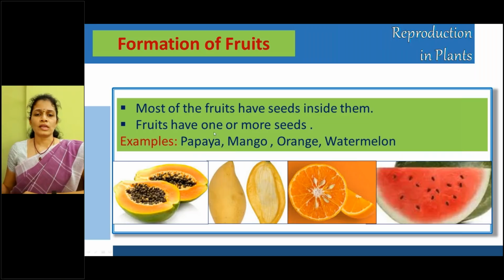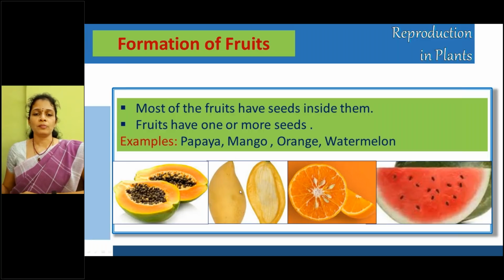Most of the fruits have seeds inside them. What are present inside the fruits, children? Seeds are there. And these seeds may be one or more. Now let us see the examples here. What is this first picture, children? Yes, papaya. It is papaya. In this papaya, you can see many seeds, right? So this fruit contains more seeds.